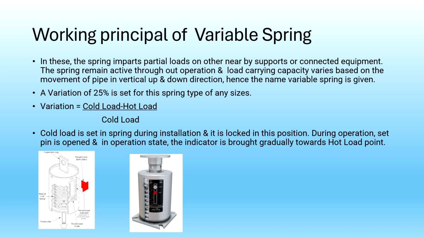So this is the can type spring. Here we can see the same indicator. The red line will show the preset load. When we go into operation, they will remove this red line. That is the stopper where it has been set up, and once the plant is in operation, the load comes and the indicator will come close to the hot load pointer.